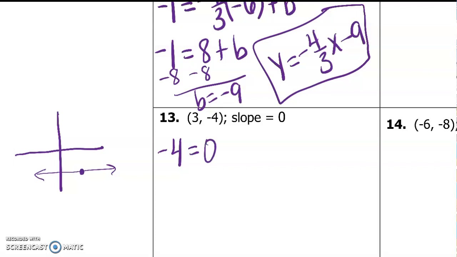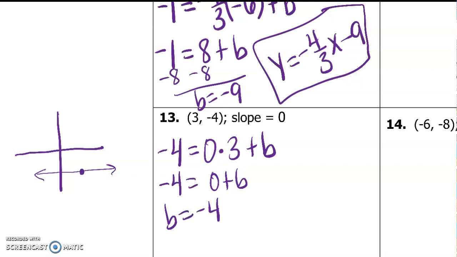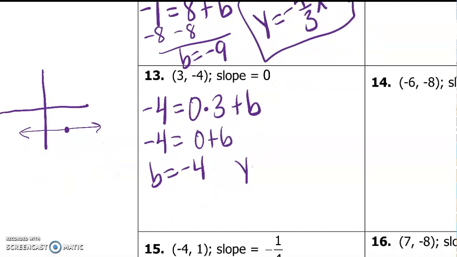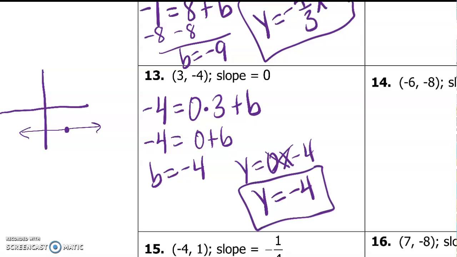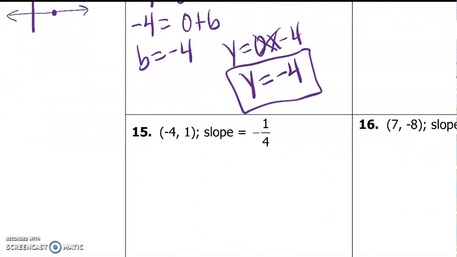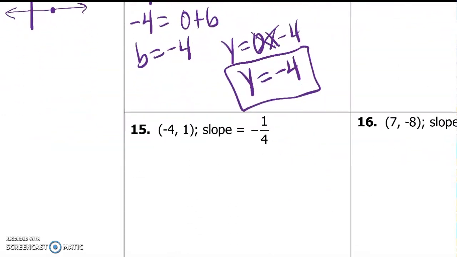-4 equals 0 times 3 plus b. Well, 0 times 3 is just 0 plus b, so b is -4. If you took the time to write everything out, you would write 0x minus 4. We never write 0x. We just write y equals -4. And we should remember from earlier in the unit that y equals a number is indeed a horizontal line with a slope of 0. So it is possible that you won't have an x in your answer.